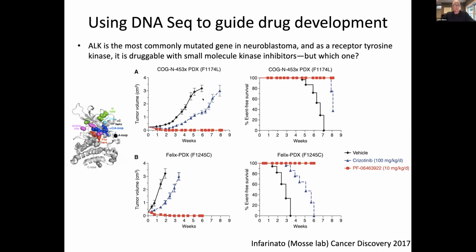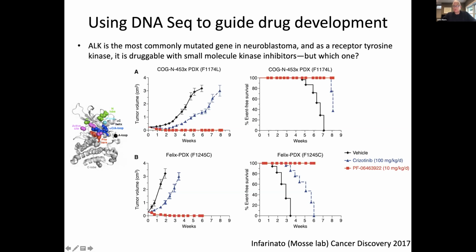These are data, again, from Yael Mosé, where this kinase ALK is the most commonly mutated oncogene in neuroblastoma. It's druggable. There are kinase inhibitors. And as you can see in this patient-derived xenograft model, which you can measure here at the time of study entry, if you don't do anything or treat with a placebo, it grows quite rapidly over the course of several weeks. This drug here, crizotinib, worked a little bit, but not great.